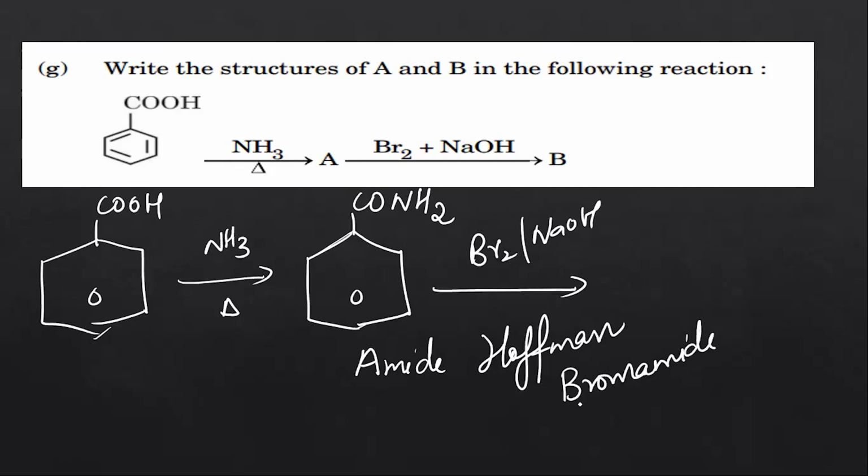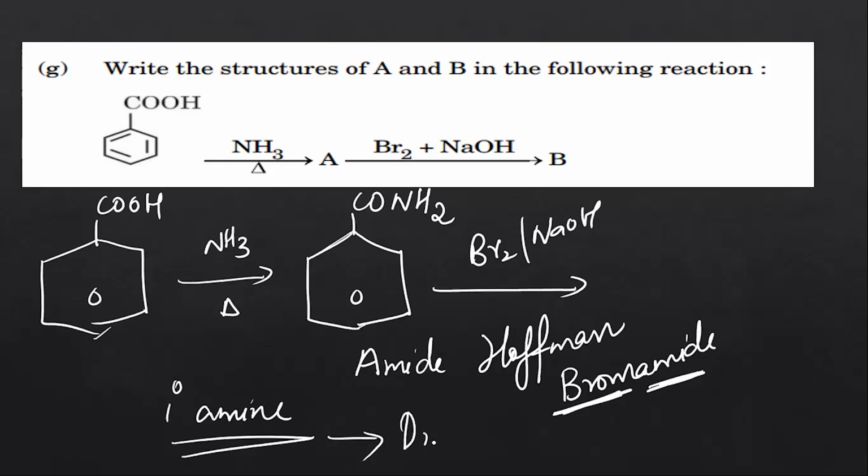Bromamide. So bromamide contains bromine as well as amide, right? Amide is here, bromine is here. And what is the peculiarity of this Hofmann bromamide synthesis? It is also used to synthesize primary amines. And one important point is that one carbon less. So the amine product will have one carbon less than the amide.